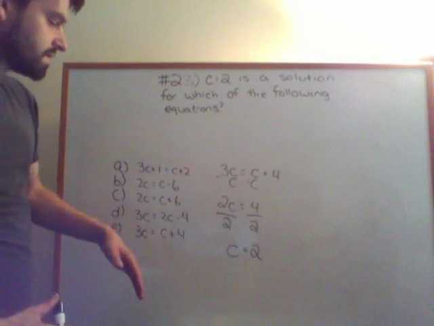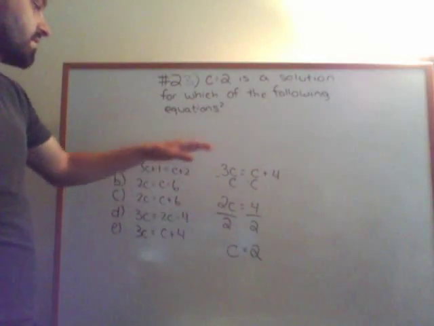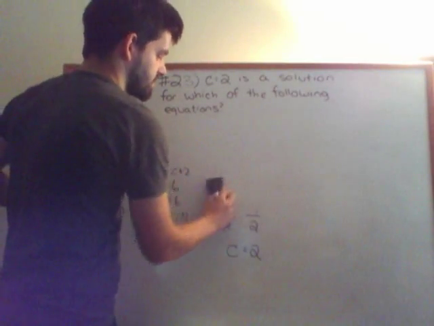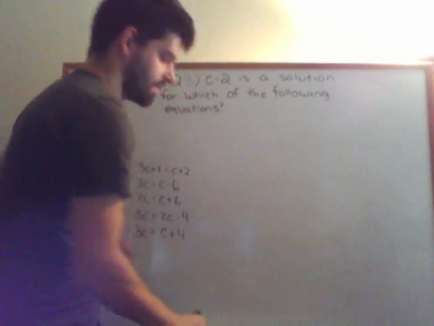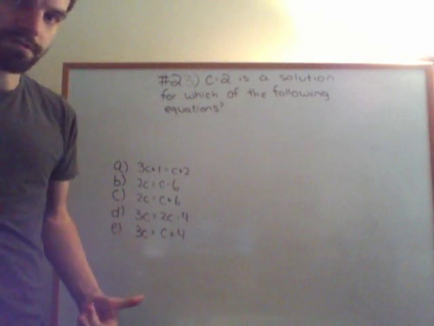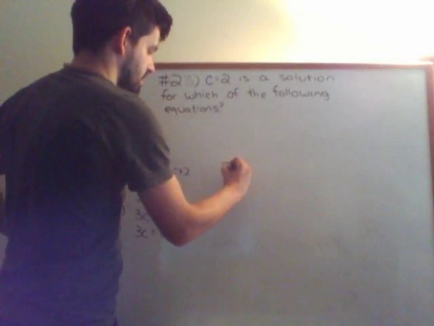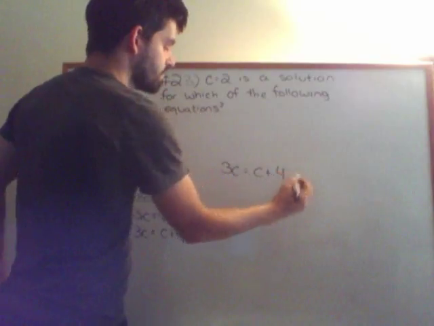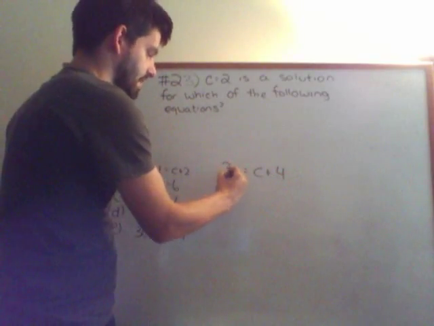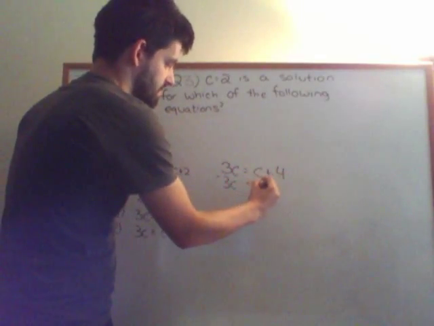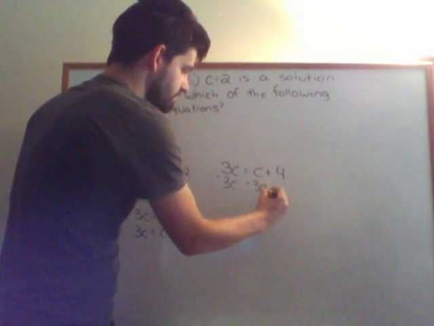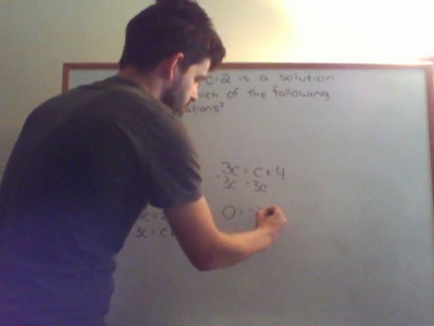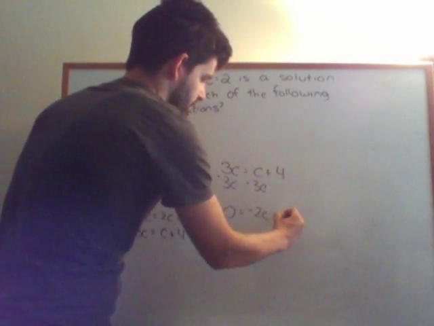One of the things I didn't show you guys from the other answers that you could do is you don't always have to subtract the smaller variable from the larger one. Let me show you what I mean by that. If you have 3c equals c plus 4, you can go ahead and subtract 3c from both sides and get that 0 is equal to -2c plus 4.